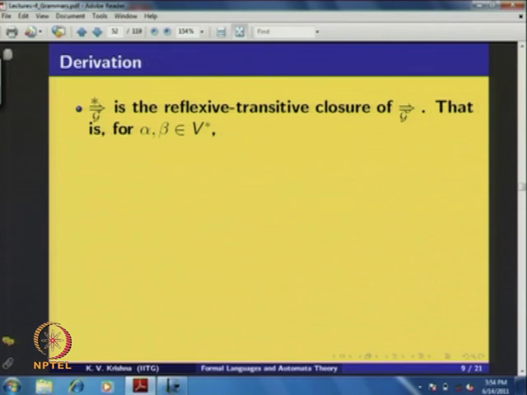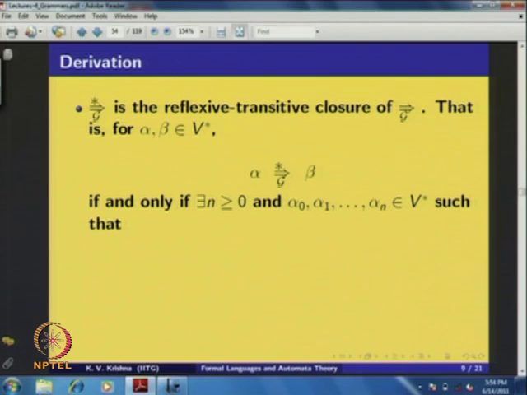That means, if you take any two strings alpha, beta in V star, we say alpha is related to beta with respect to this reflexive transitive closure of the one step relation if and only if, through finitely many strings, these two are related. That means, there exist a number n greater than or equal to 0 and strings alpha naught, alpha 1 and so on up to alpha n in V star, such that alpha naught is alpha and you can get alpha 1 from alpha naught in one step, and so on. Alpha n you will get from alpha n minus 1, and alpha n is beta. So essentially, through finitely many steps of the one step relation, you are relating two strings.